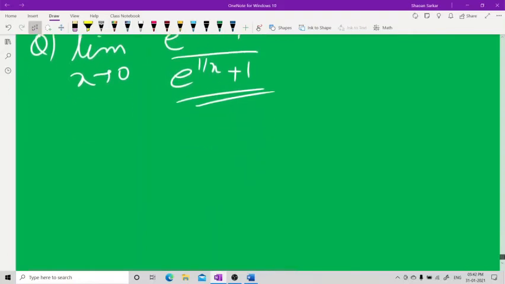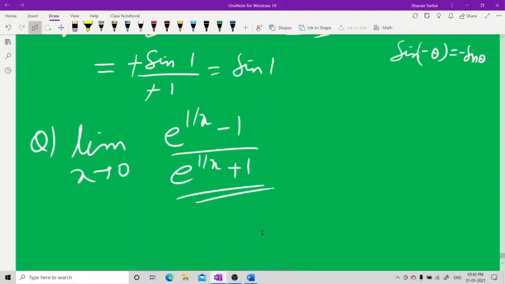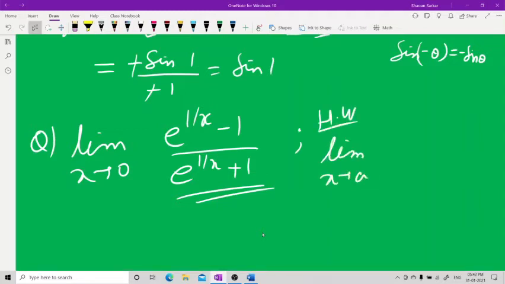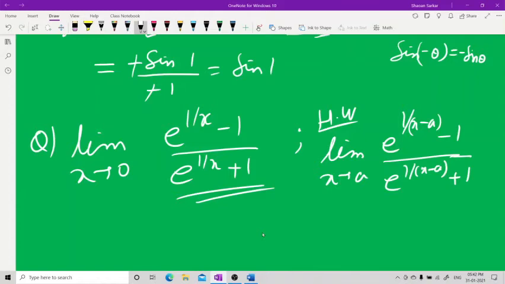I'm doing this type of question, and the homework for you is limit x tending to a of e to the power of 1 upon x minus a, minus 1, divided by e to the power of 1 upon x minus a, plus 1. This you will do on your own as your homework. I'm doing this for you. The concept. Look now.